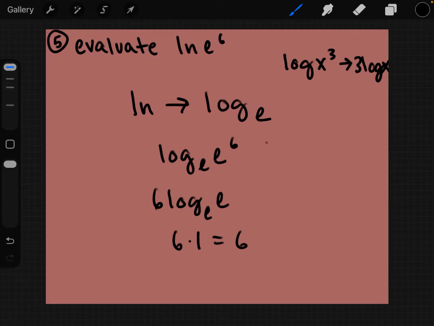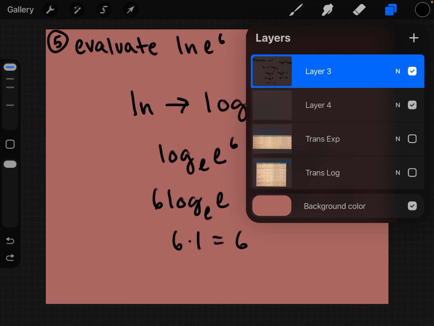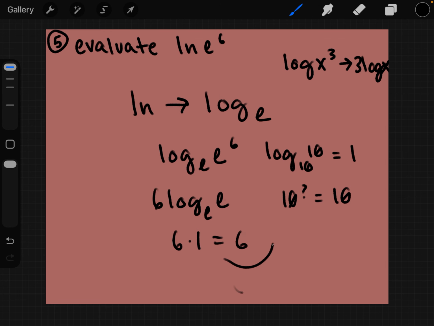So if the e's confuse you, if we rewrote this in exponential form, it would be 10 to what power is equal to 10? And it's 1. So if you have the same thing in these two spots, it's always going to be 1. So the answer is 6.